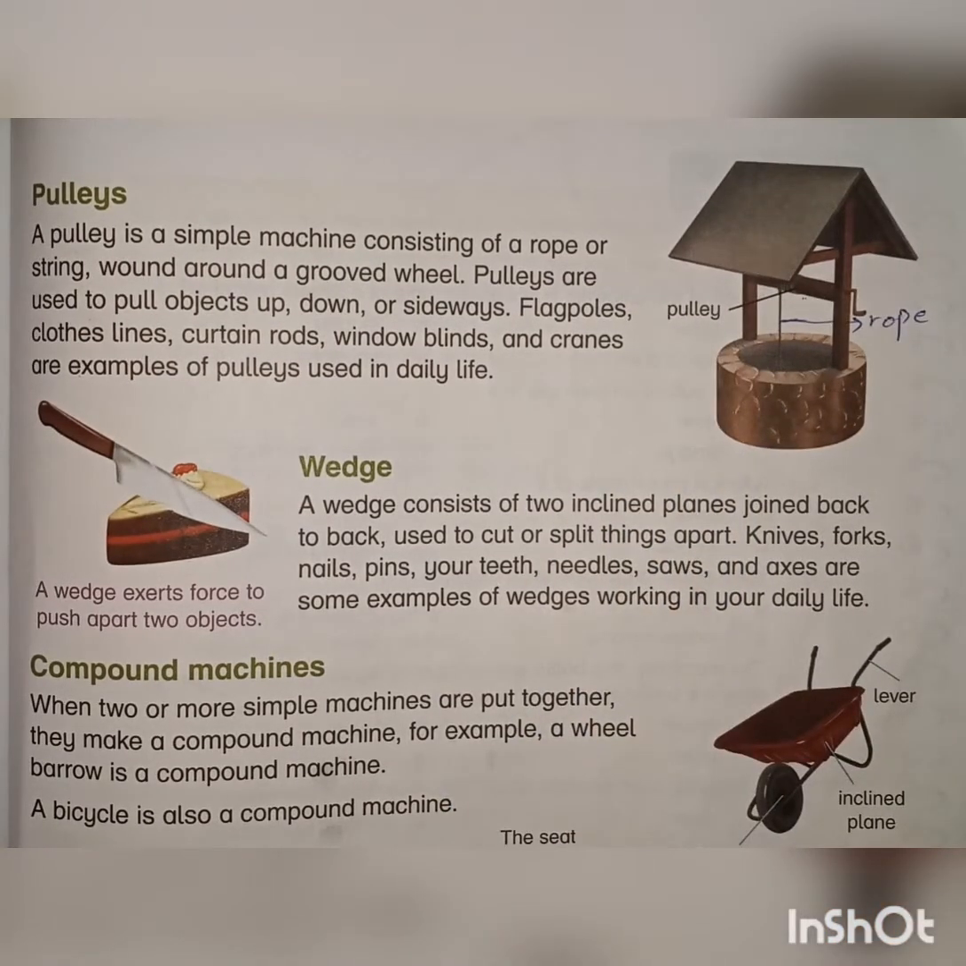Pulleys are used to pull objects up and down or sideways. For example, a pulley is used to pull water up from a well. A pulley makes our work easier because it changes the direction of motion to work with gravity. Some examples where pulleys are used are flagpoles, clotheslines, curtain rods, window blinds and cranes.